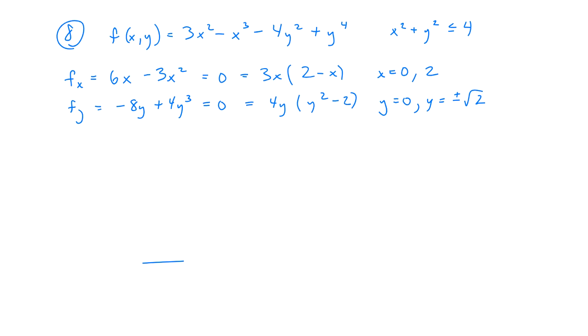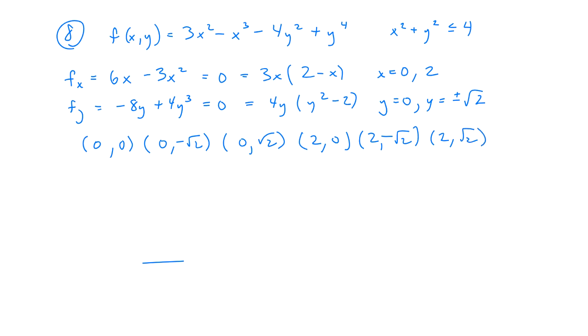So let me just start listing them. We have 0, 0. We have 0, negative square root of 2. We have 0, positive square root of 2. And we have 2, 0. We have 2, negative square root of 2. 2, positive square root of 2.